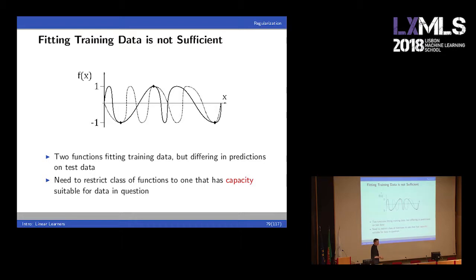So fitting the training data is not enough. You have to have some handle that tells you how can I not just fit the training data, but make sure that I don't overfit on the training data? How can I make sure that on unseen data I'm doing the right thing? And the idea is we have to think about capacity. Capacity means the model has to be just right, powerful enough to model the training data, but not too powerful.